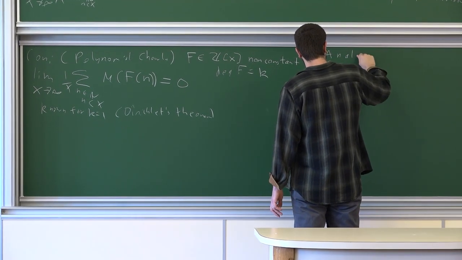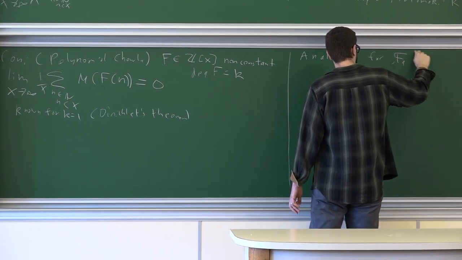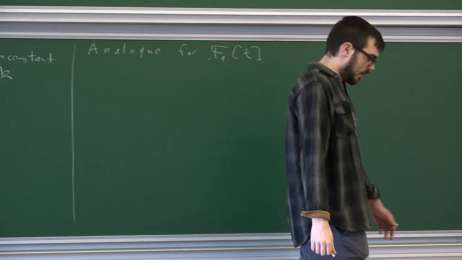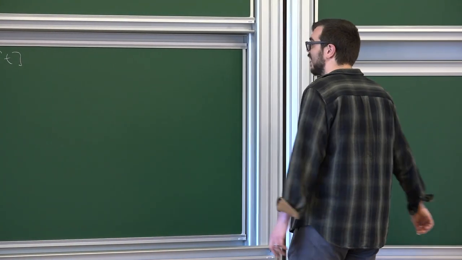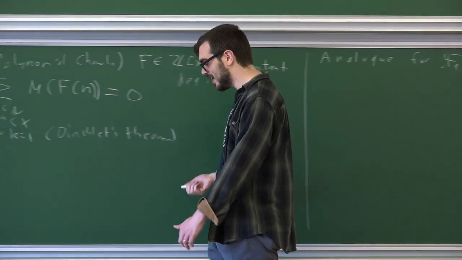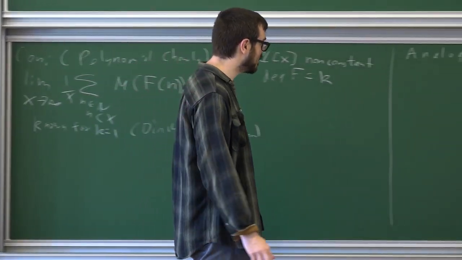So let's consider an analog for F_q of t. And so here, for the first time, it's going to be really important that F_q is a general finite field and may not just be the prime field, Z mod p.